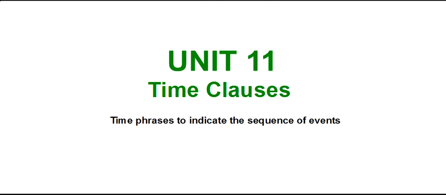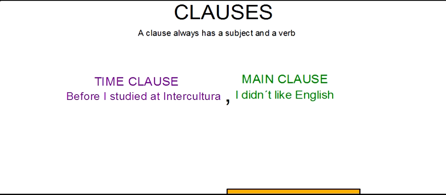So let's get started. Well, first we need to talk about clauses. What are clauses? Now, a clause is basically a sentence. A clause always has a subject and a verb. For something to be a clause, it always has to have a subject and a verb. Now we have different types of clauses. We have time clauses and main clauses that we are going to look at.